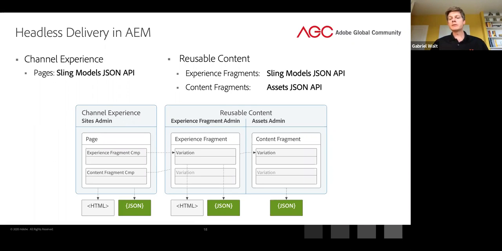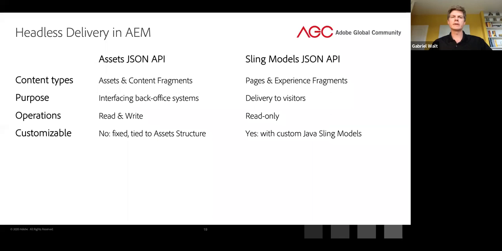On the experience fragment, same thing. It's also a page. So the same thing you can do on the page, you can also do on the experience fragment. So you can also consume the JSON of the experience fragment the same way. But for the content fragments, it is different, because there we have an assets JSON API that is specific. And this is something that we need to have a closer look at.